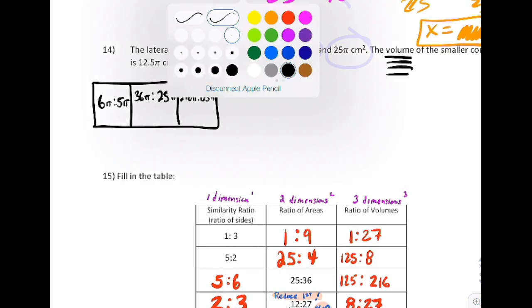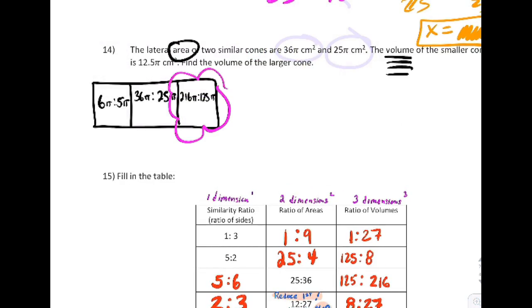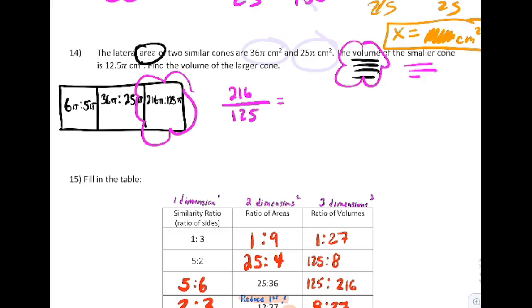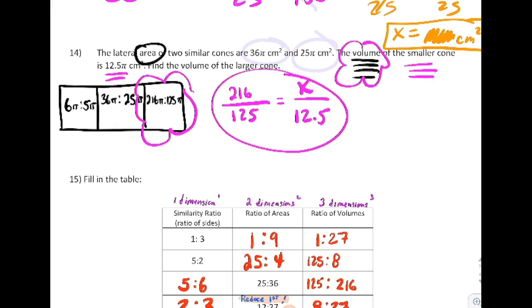So we only care about the third part, which has the volume ratio. So we have 216, 125, and it says the smaller one is 12.5. So the smaller one is down here, because 125 was the smaller one. If you see the pattern here, it looks like they just divided by 10 here.